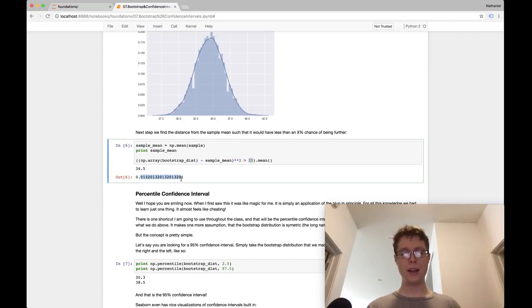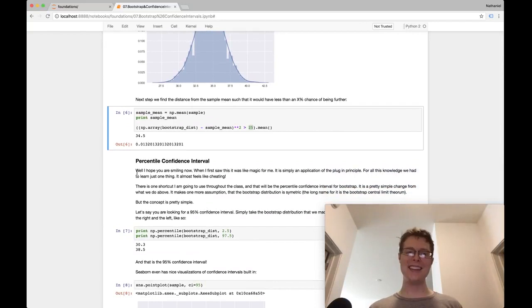Now that you've learned how to make this confidence interval by hand, I'm going to show you one trick to make it a little bit faster. Then I'm going to give you some caveats. So the trick, I literally write this down.